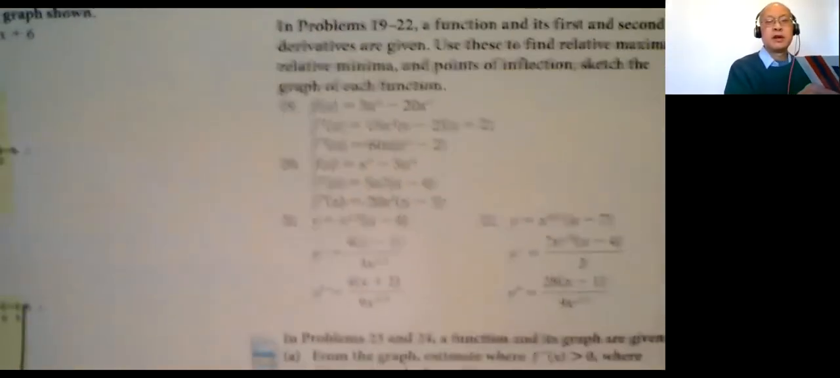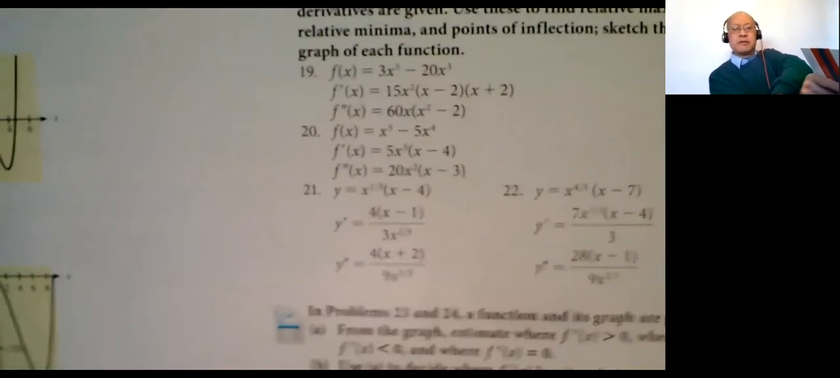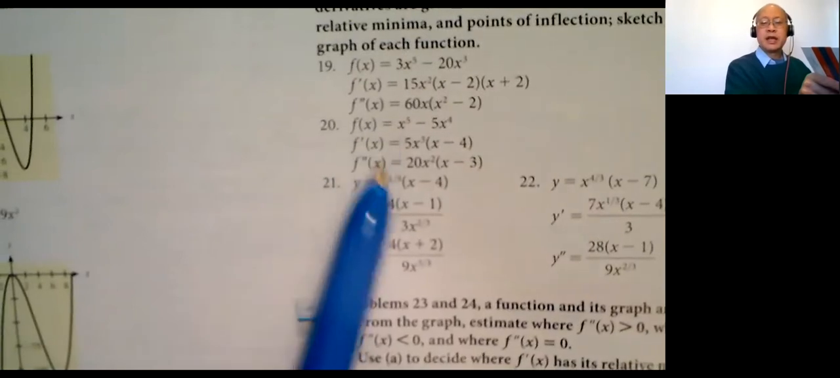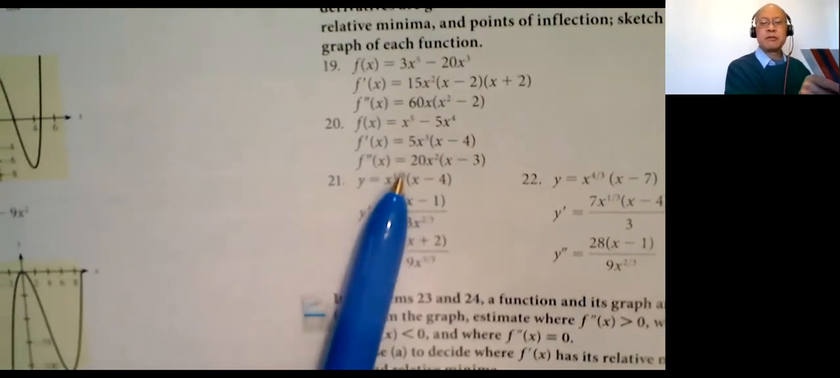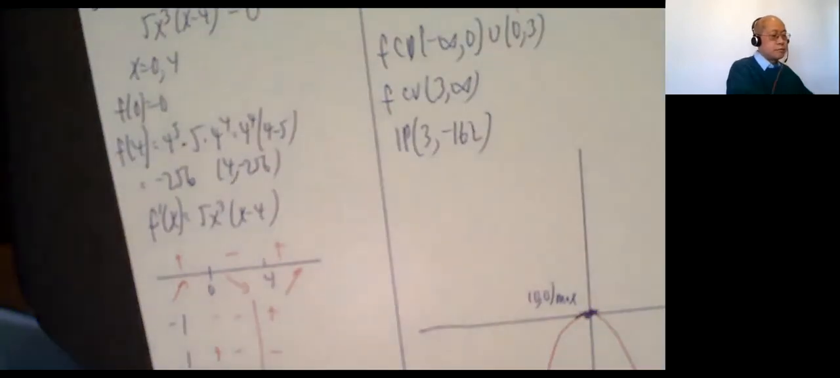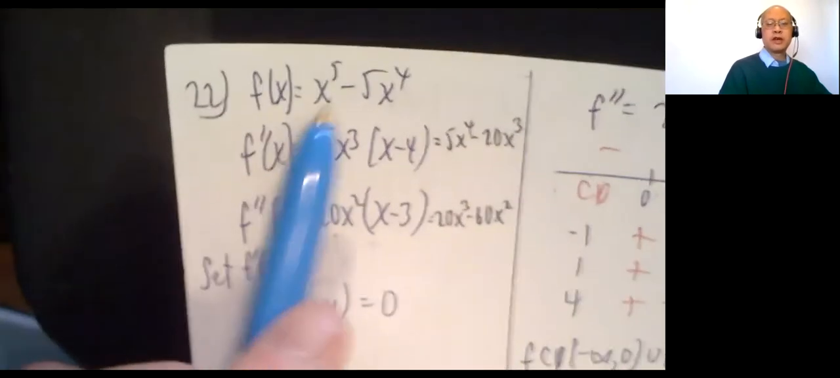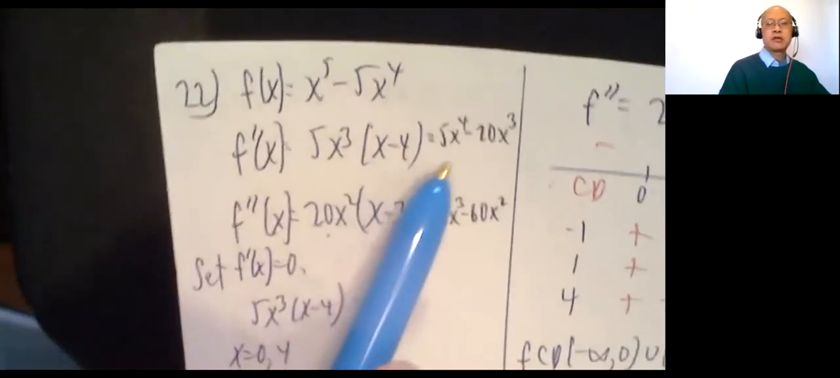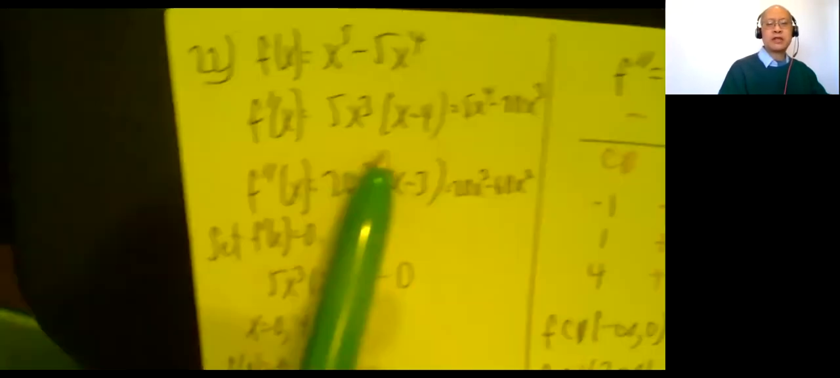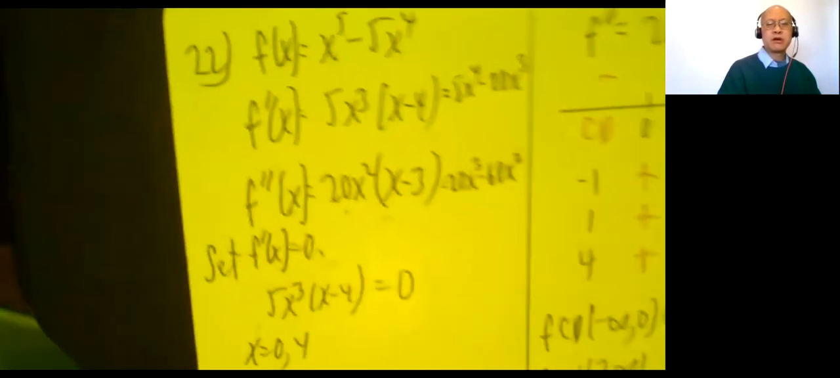Oh, it's actually, they were nice enough. It's problem 20 here, but they gave you f prime and f double prime. They didn't have to, but they give you the factored form. Here, I'll show you. What's the derivative of this? 5x to the 4th minus 20x cubed. If you factor out the 5x cubed, you have 5x cubed times x minus 4, right?